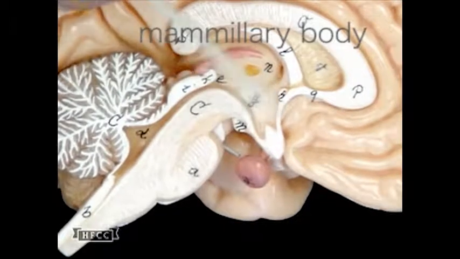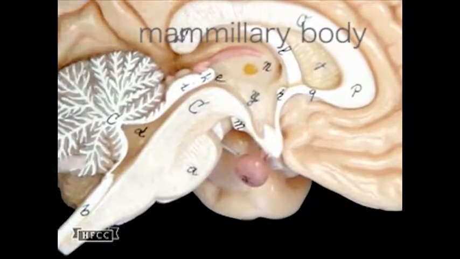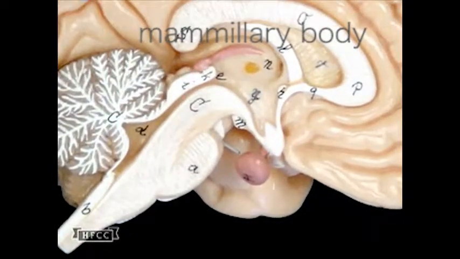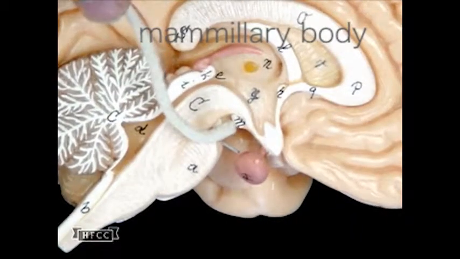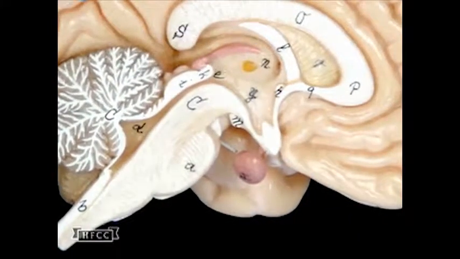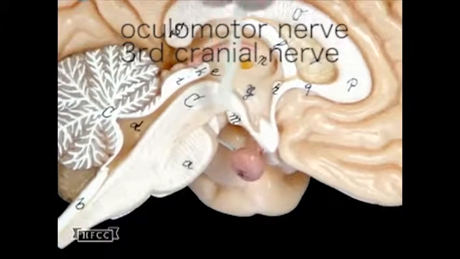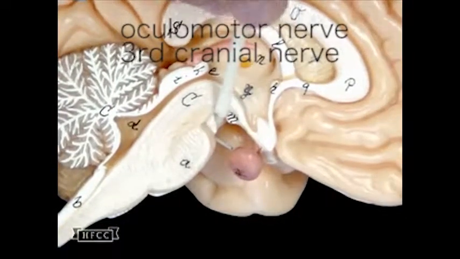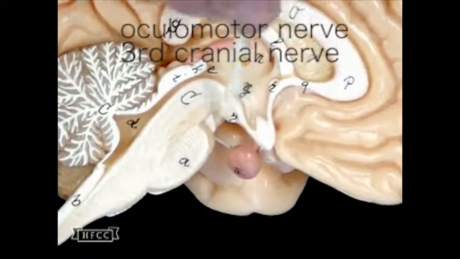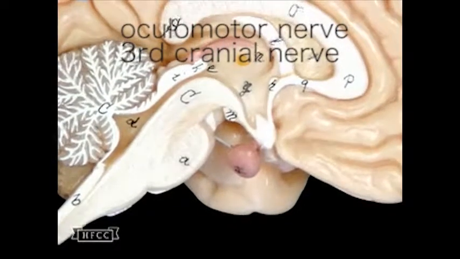That's the mammillary body at the base of the brain. This would then be the oculomotor nerve, or cranial nerve number 3. It arises just superior to that pons.